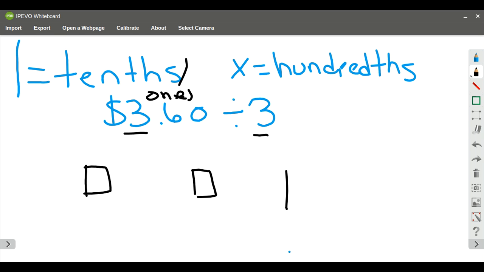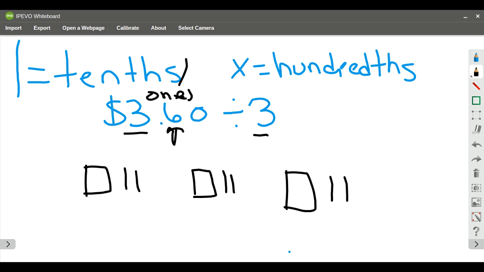So I have my wholes. And then I'm going to take my next value, which is the 6, and I'm going to divide that by 3. But because it's in the tenths place value, I'm going to use my tenths as a model. So I'm just going to evenly divide it until I get to 6. So 1, 2, 3, 4, 5, 6.